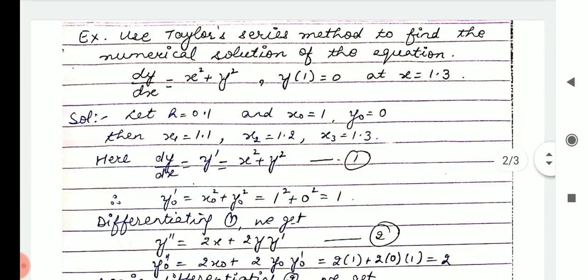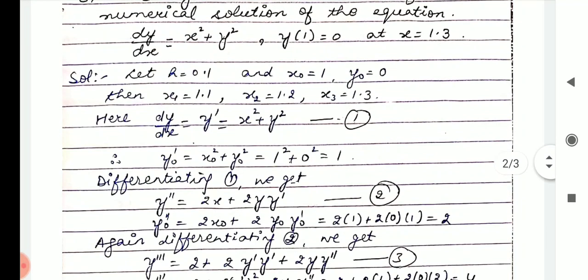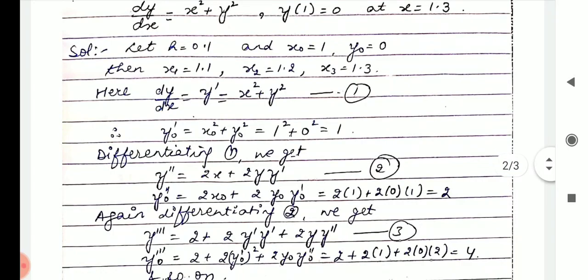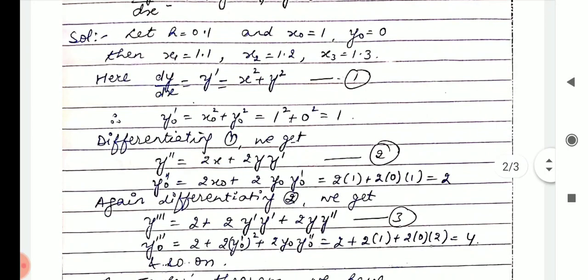Consider an example. Use Taylor series method to find the numerical solution of the equation dy by dx is equal to x square plus y square with the boundary condition y at x = 1 is equal to 0, at x is equal to 1.1 to 1.3. So let h is equal to 0.1, x naught is 1 and y naught is 0. Then x1 is equal to 1.1, x2 is 1.2 and x3 is 1.3.